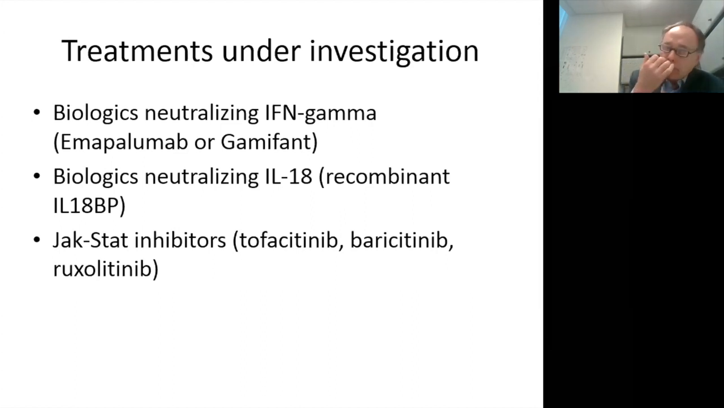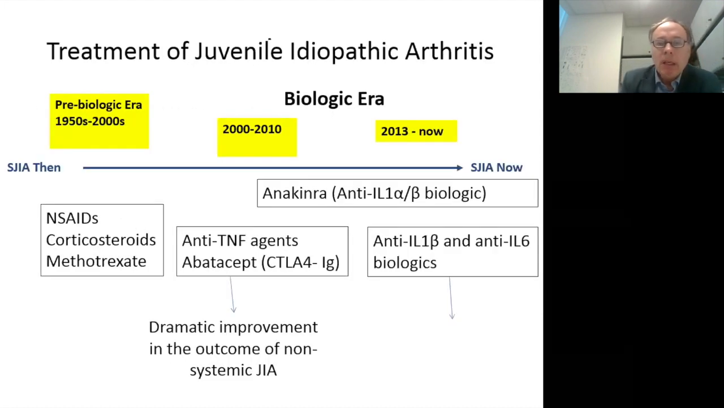Another interesting area of investigation right now is the potential role of JAK-STAT inhibitors, including tofacitinib, baricitinib, and ruxolitinib. Now, that's about macrophage activation syndrome. What about systemic juvenile idiopathic arthritis in general?